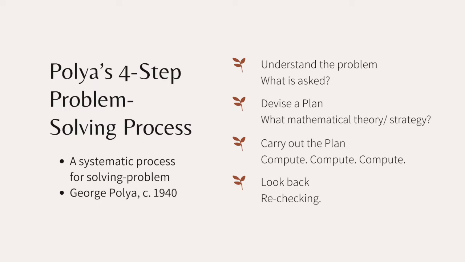First, you have to understand the problem and answer what is asked. Second, you have to devise a plan. How would you attack the problem? What would be your mathematical strategy or theory? Third, after identifying the strategy, carry out the plan, substitute the given, and compute. Lastly, after getting the answer, look back and simply recheck if you got the right answer.